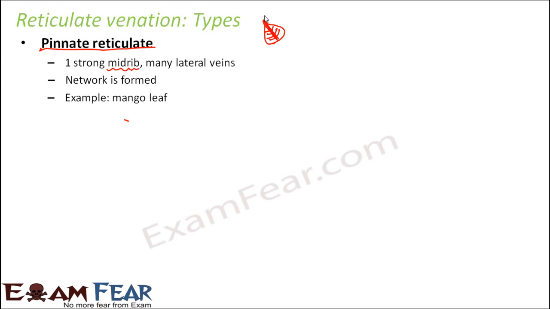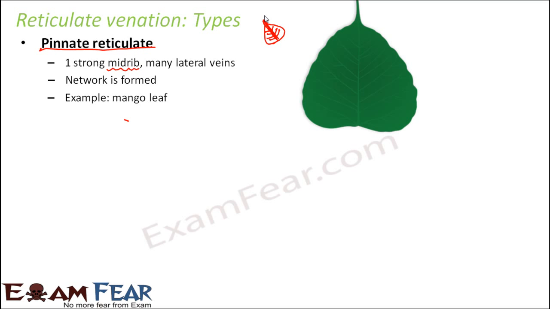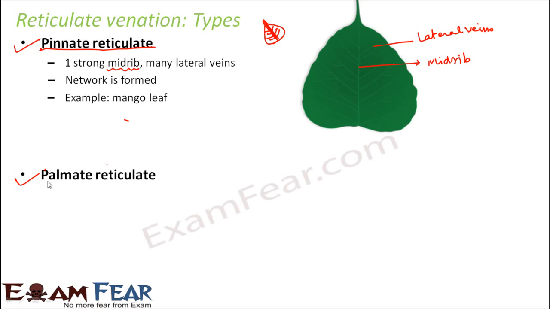An example of pinnate reticulate is a mango leaf. Here you can see the example of a mango leaf. You can prominently see this midrib. So this is the midrib, and from this midrib, these are the lateral veins. Now the midrib and the lateral veins together form a network. So this is pinnate reticulate. The next one is palmate reticulate. First was pinnate reticulate, the next is palmate reticulate.